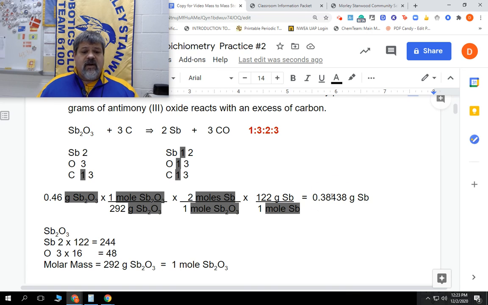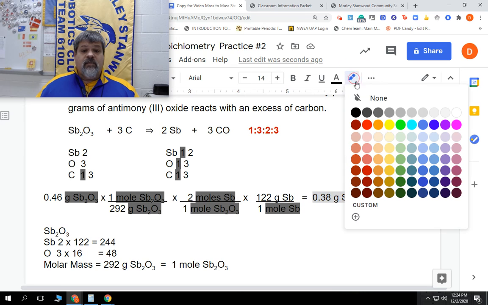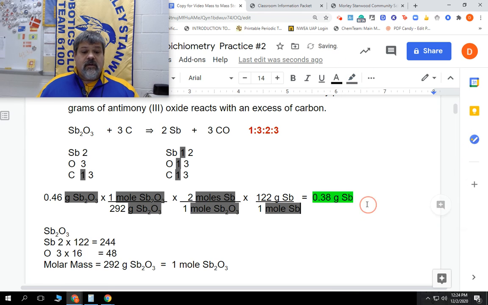And again, you have to know that. So I need to have 2. So this zero is not significant. So we're going to go 1, 2. There we go. So we're going to put our number right there. The 4 says, we always look at the number after it. The 4 says we drop it off, so we're just going to get rid of those. And there we go. 0.38 grams of antimony metal is produced when we start off with 0.46 grams of antimony 3 oxide within this equation.